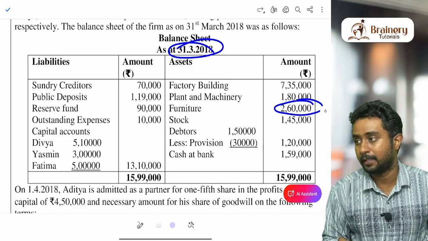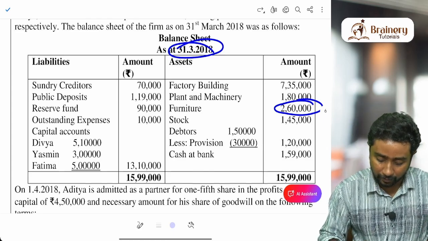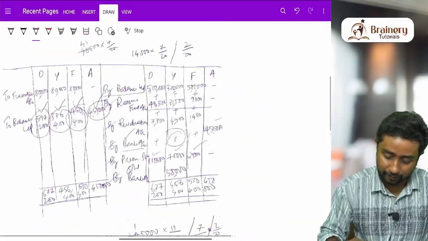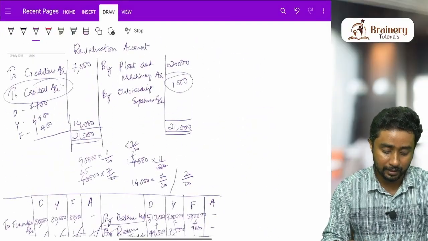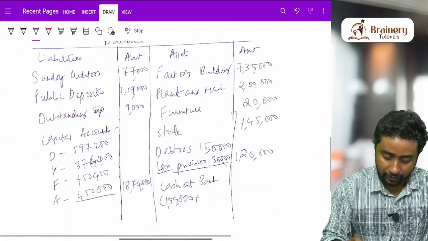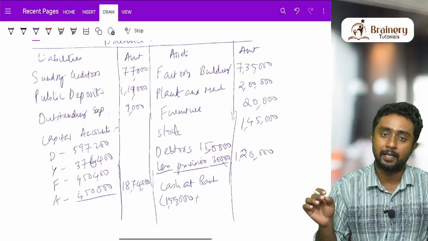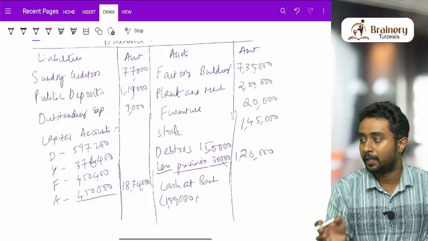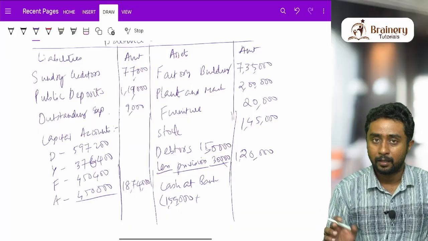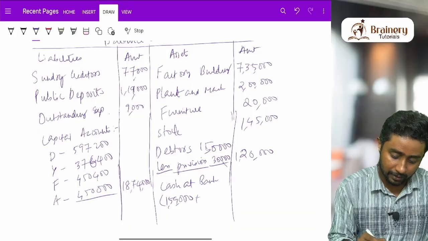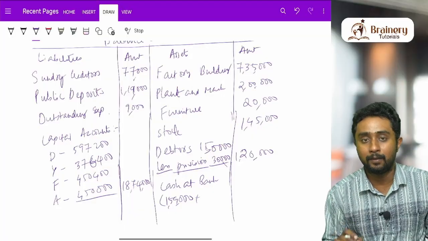So sundry creditors, as you know, we have recorded some unrecorded creditors here in the revaluation account. As you can see, creditors is increased by 7,000. That means when you are showing here, you always should show the assets and liabilities at the latest value. If there is no latest value available, then you can show the old value. So here the latest value is there, 77,000. The new value only we have to show here.